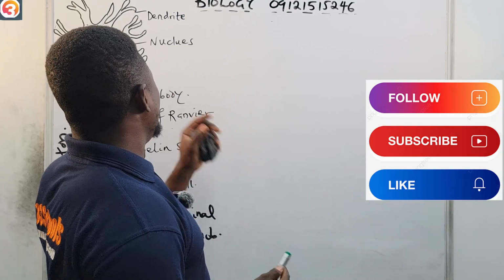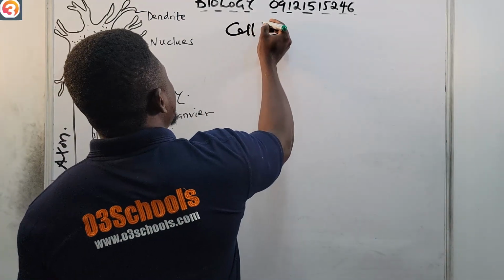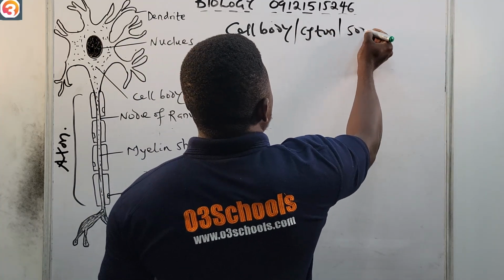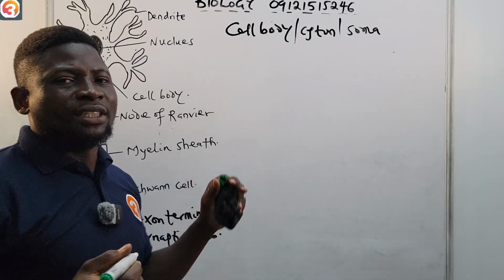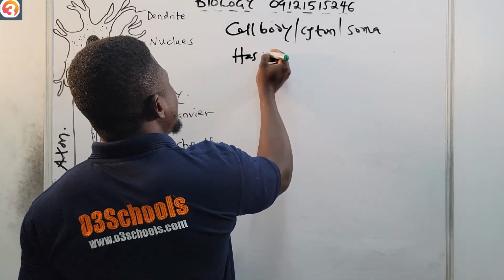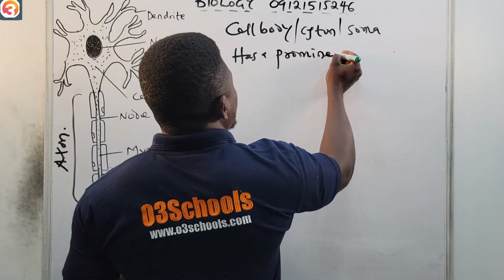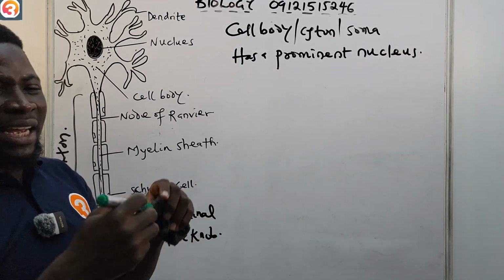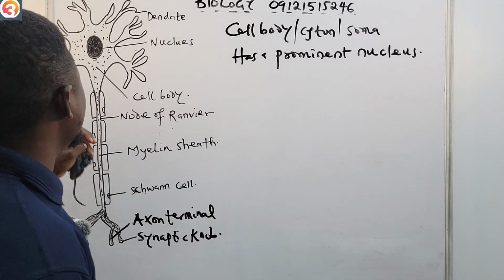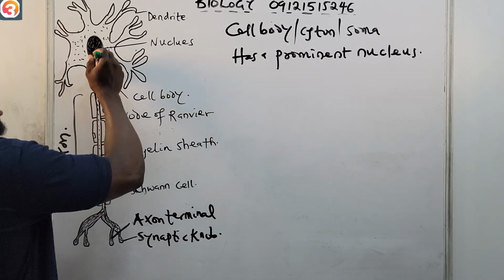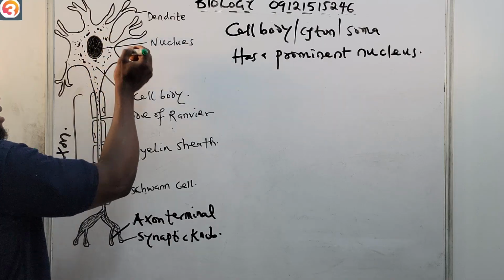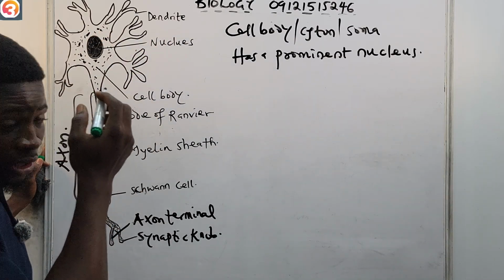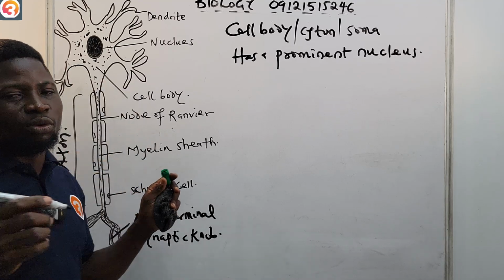Now, talking about the cell body: we say it's also called the cyton, and it's also called the soma. The cell body has a prominent nucleus that is very obvious and conspicuous. As you can see, this is the cell body here, and this is the nucleus. It has a visible nucleus that you can see clearly.